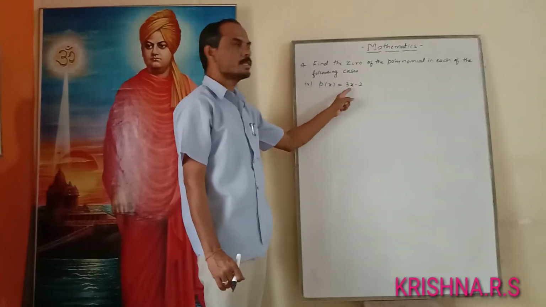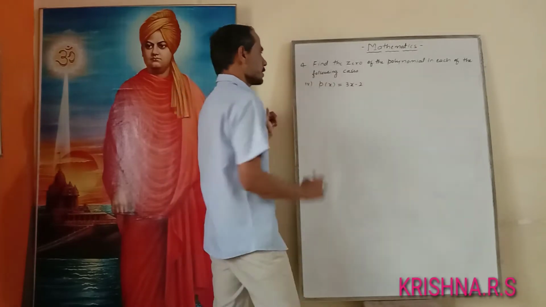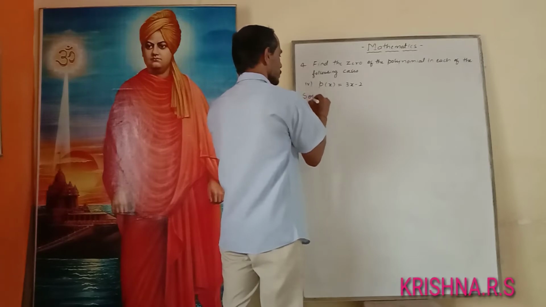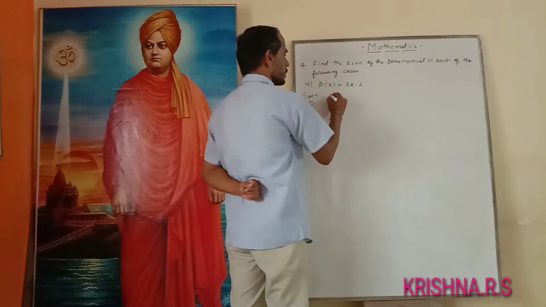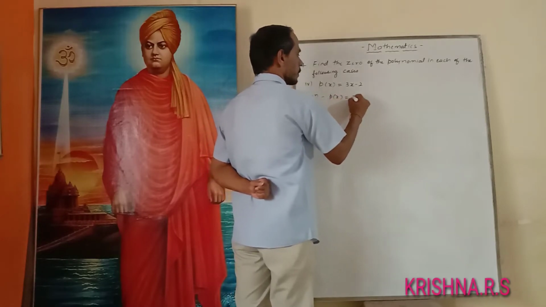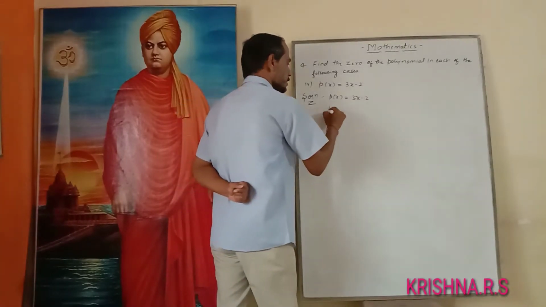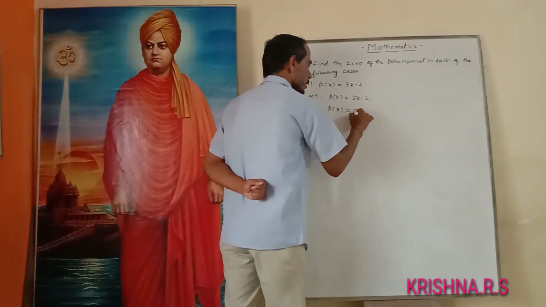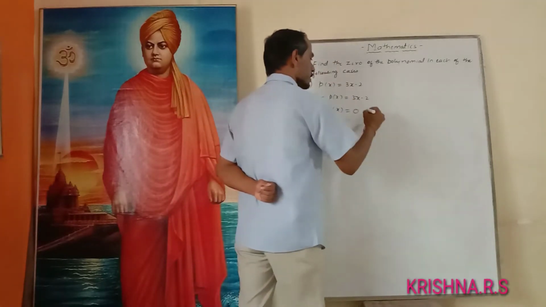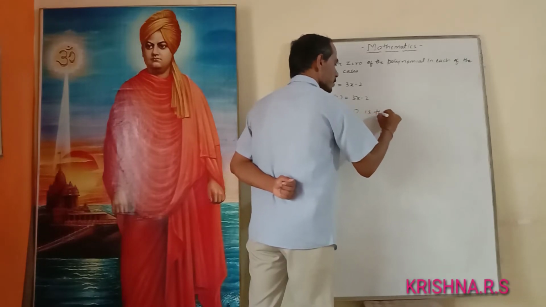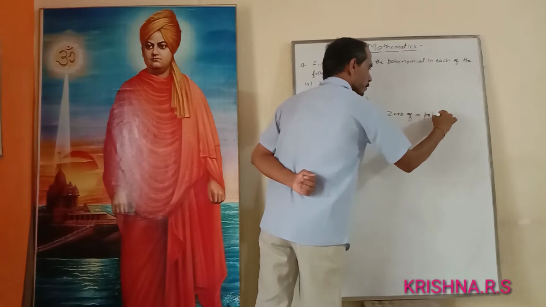P of x is equal to 3x minus 2. What is the fourth question? P of x is equal to 3x minus 2. Solution step: write down as it is. P of x is equal to 3x minus 2. What is the next step? P of x is equal to 0. Consider P of x equal to 0. What sentence do we write? It is the zero of a polynomial.